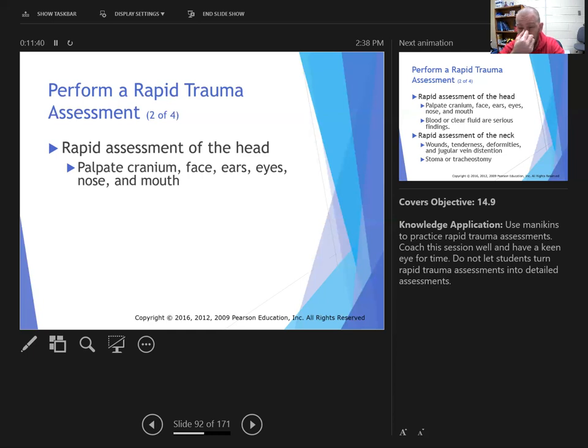Again, we're looking for the nose to be intact. We're looking at the mouth. We're going to open it real quick. We're going to look in to make sure there's no dirt, teeth, rocks, leaves, whatever it might be, that the airway is good and open.